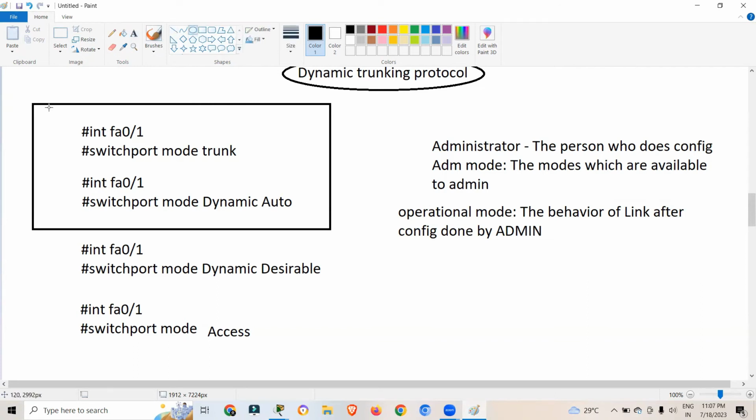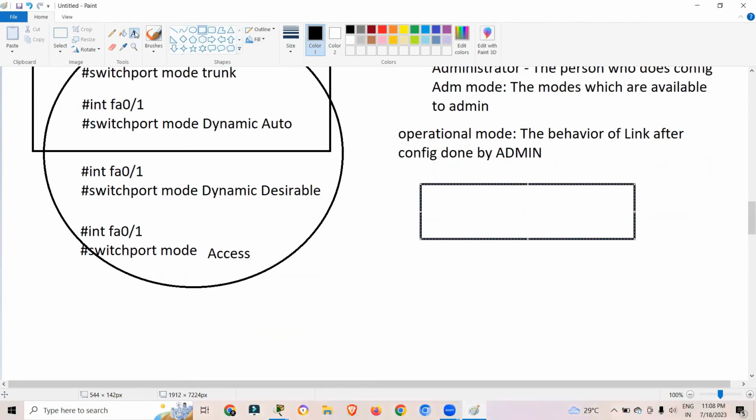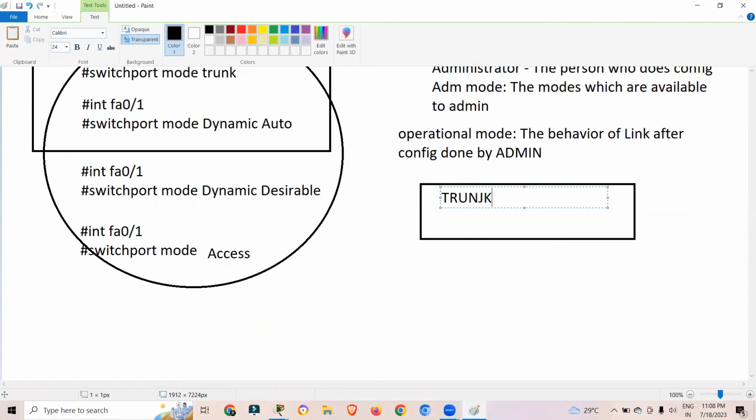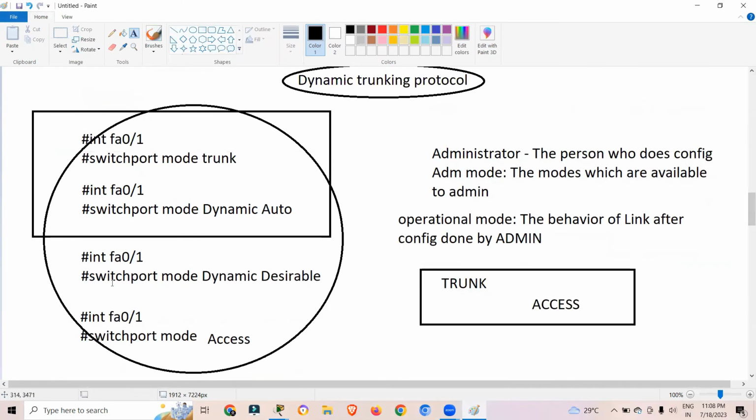Dear, we can only change these four modes. Either I can make the trunk mode dynamic auto, I can configure dynamic desirable, but your link can be in two modes. Your machine can only work in two modes: either trunk or access mode. And the combination of all of these will decide which mode will work.